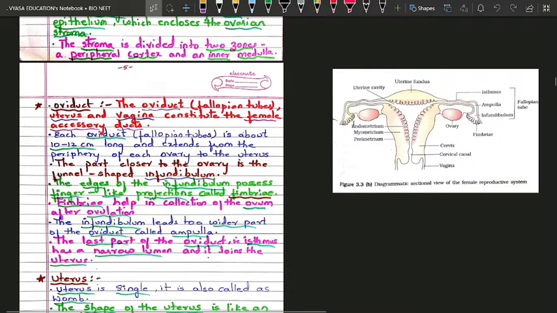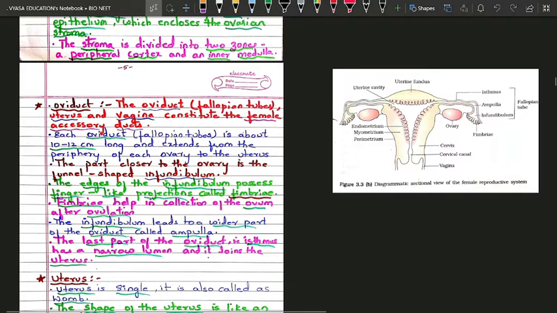The infundibulum leads to a wider part of the oviduct called the ampulla. After the infundibulum you have the ampulla. This area is called the ampulla or ampullary region.